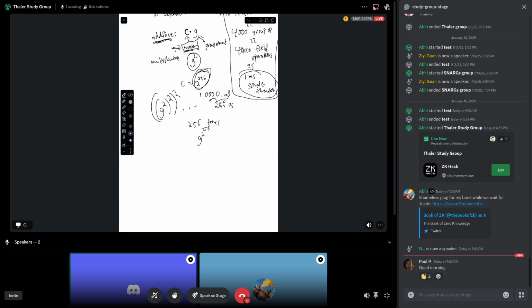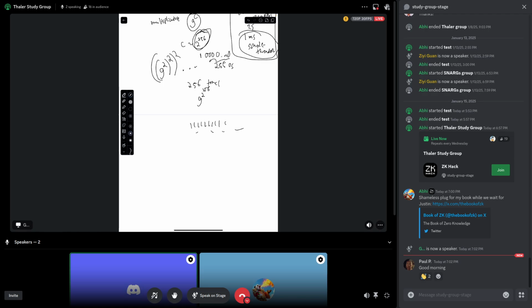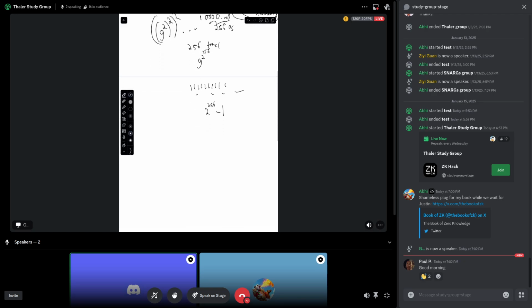Okay, the worst case would be all ones, I guess. So 2 to the 256 minus one would be something like the worst case. And then you'd be doing what is called square and multiply. The general algorithm is square and multiply instead of just repeated squaring. If you use multiplicative notation, this would be called multiply and add. Is it square and multiply? Yeah, multiply and add, I guess.